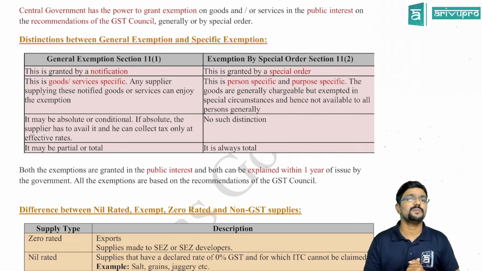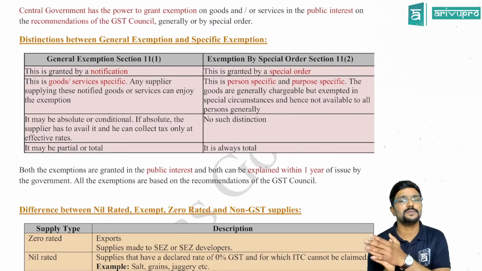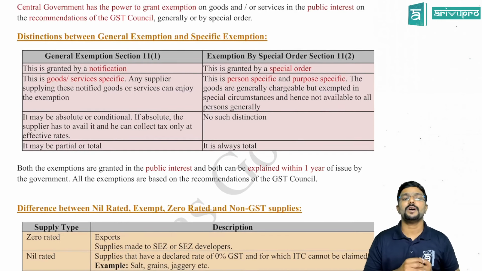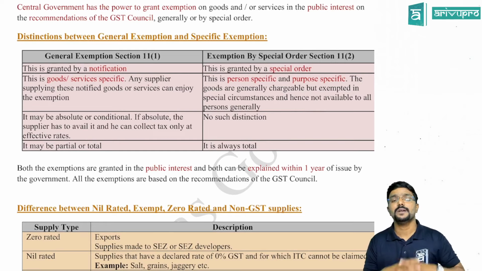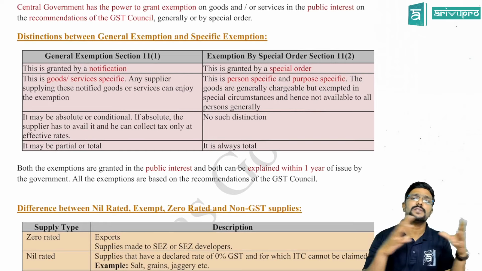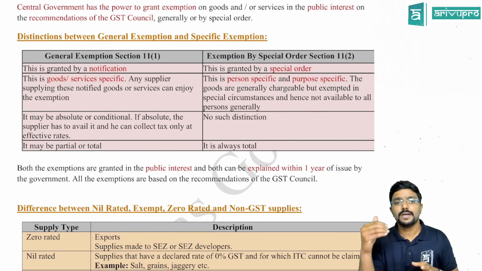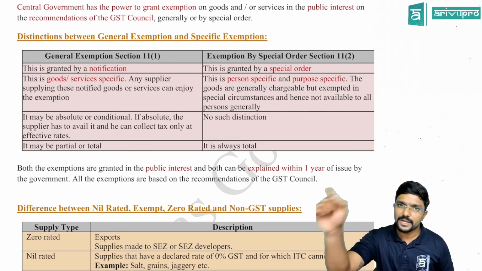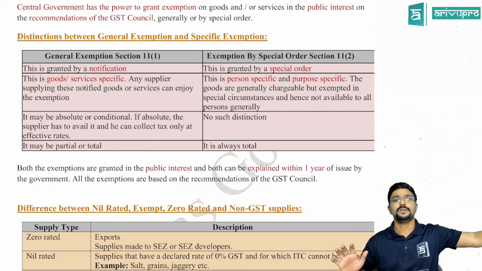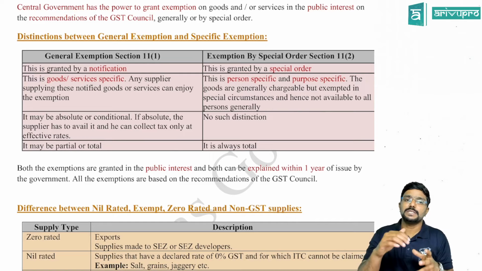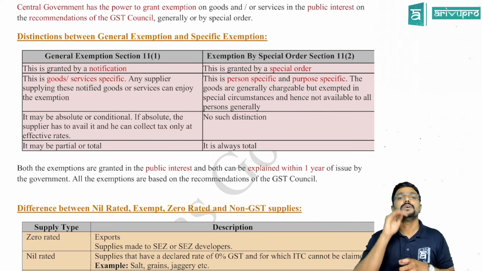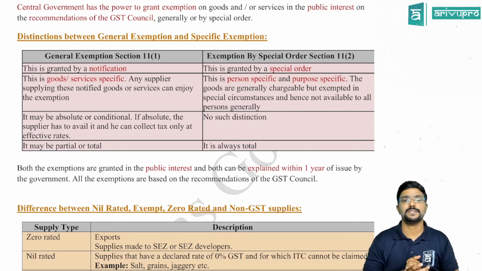General exemption is given by way of notification, whereas specific exemption is given by way of special order. So general exemption will be normally goods or services specific. Anyone who is supplying that goods or services enjoys exemption. Whereas specific exemption will be person specific or purpose specific. Only the person who is supplying that goods can enjoy the exemption, not others. Or else purpose specific, only charitable services is exempt, or only educational services provided by the college or school is exempt. These are specific exemption.